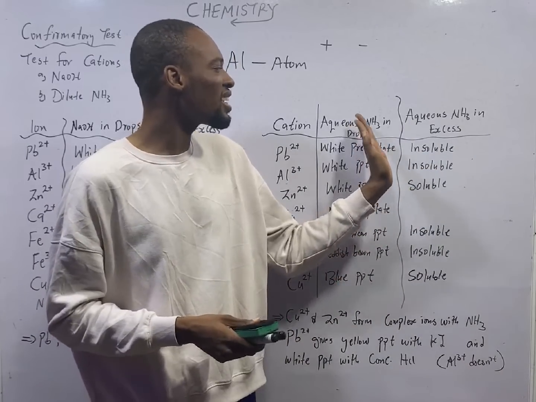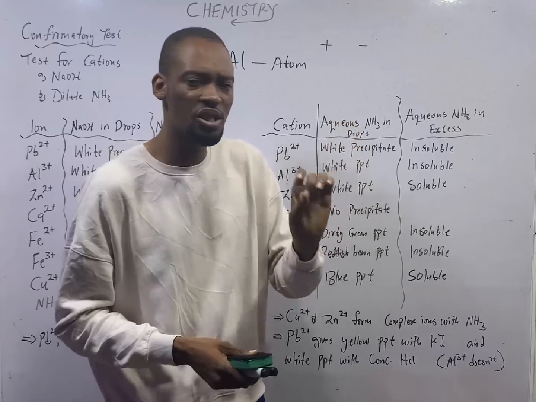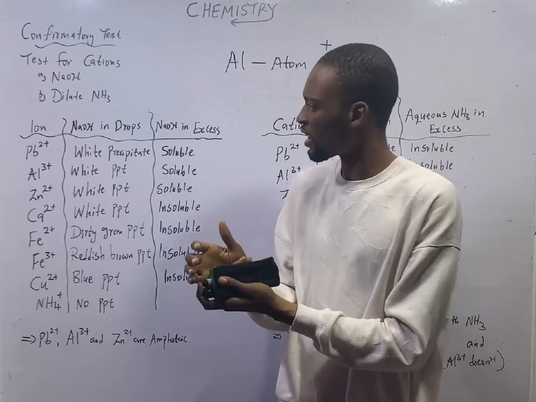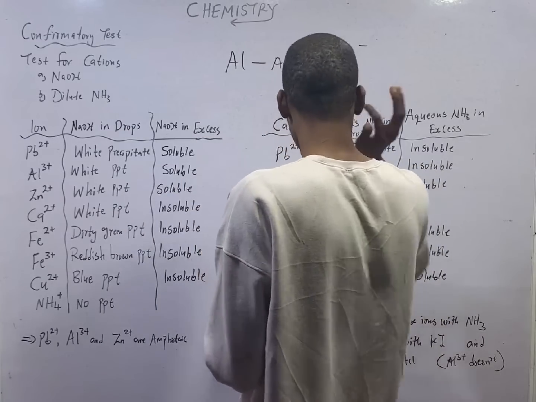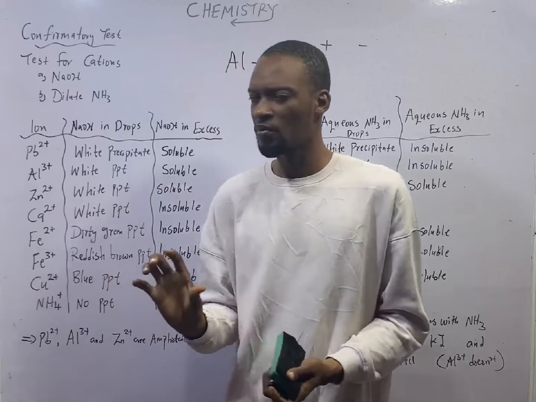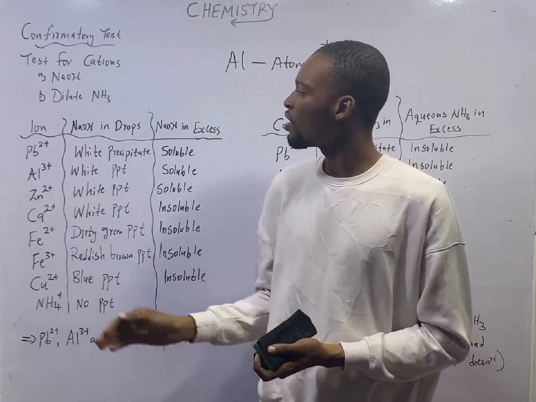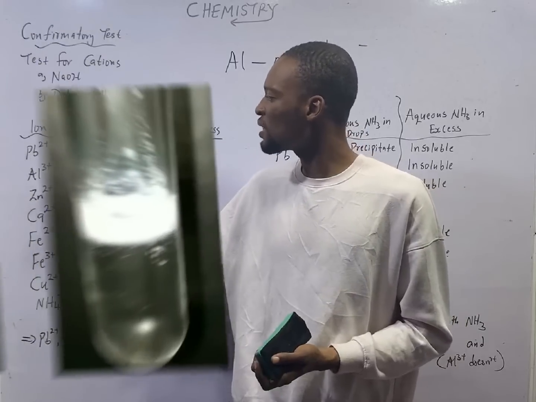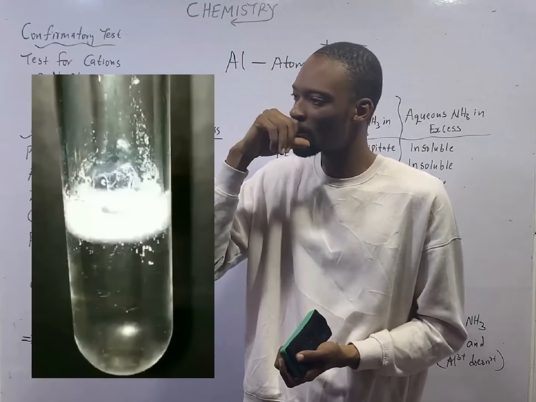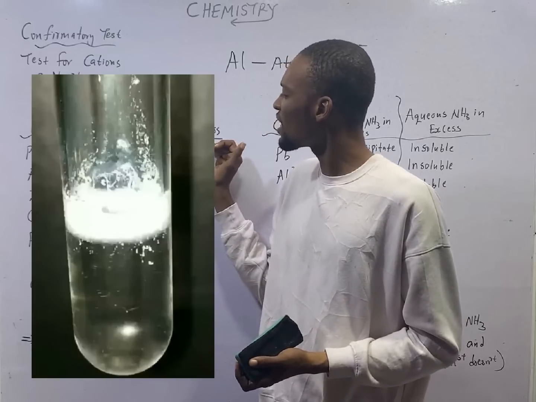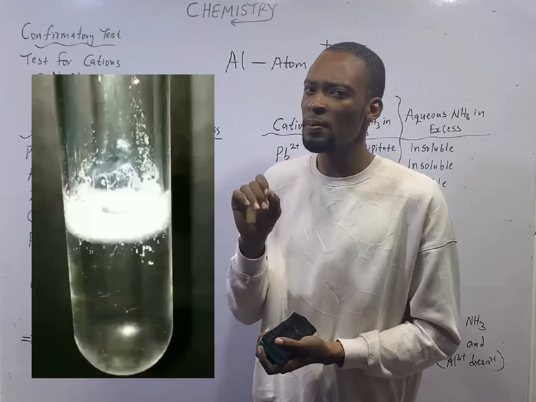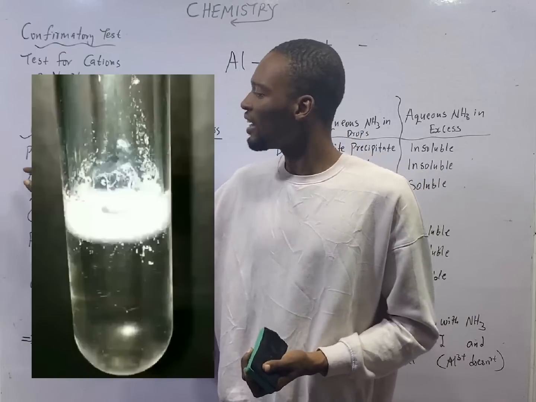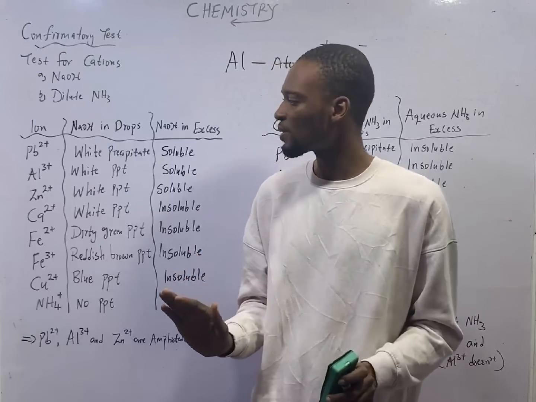The ammonia is aqueous. Aqueous means it is in solution, most times in water. So this ammonia is dissolved in water. So aqueous ammonia in drops and aqueous ammonia in excess. Now look at this carefully. When you have an ion which forms white precipitate when you add sodium hydroxide in drops, then when you add sodium hydroxide in excess, you notice that this precipitate is soluble in excess sodium hydroxide, you simply say that lead ion is present, Pb2+.